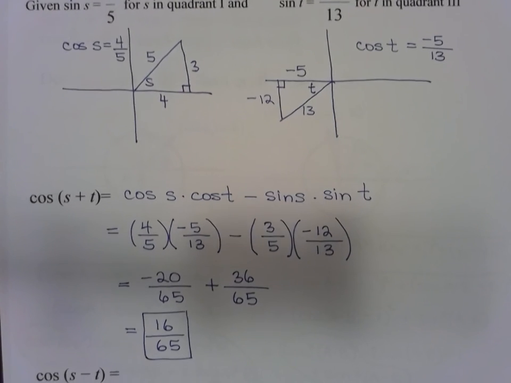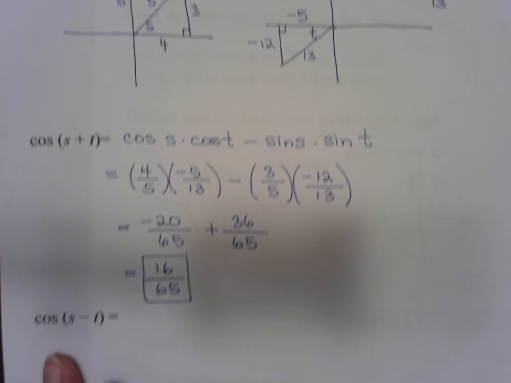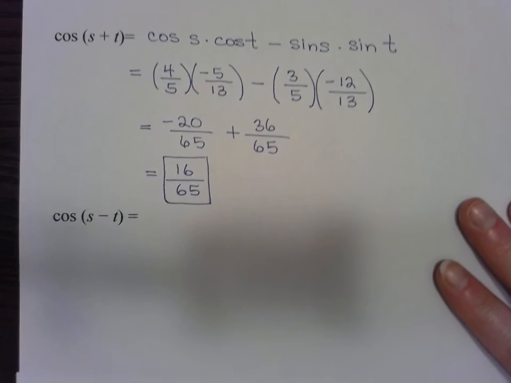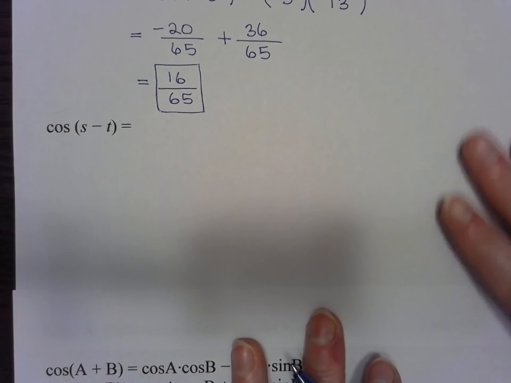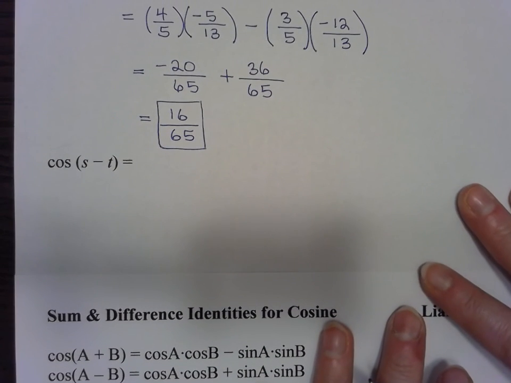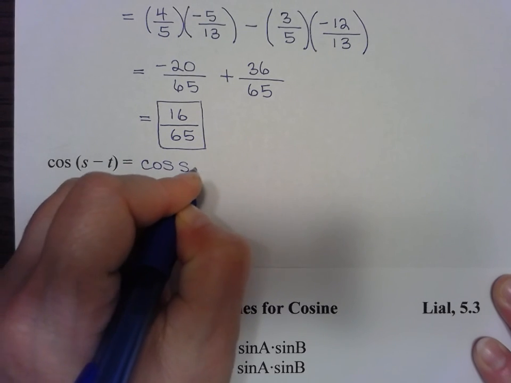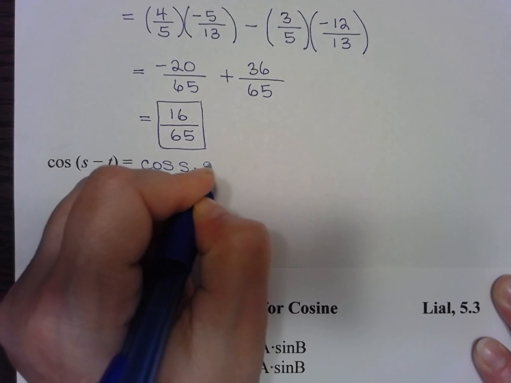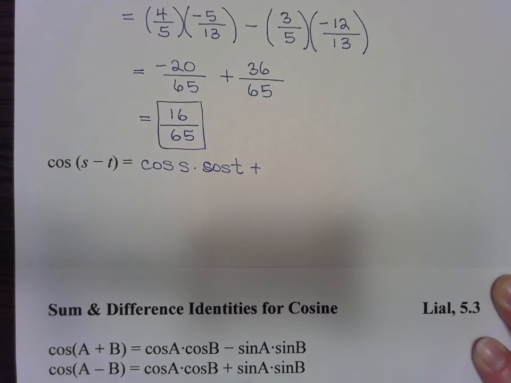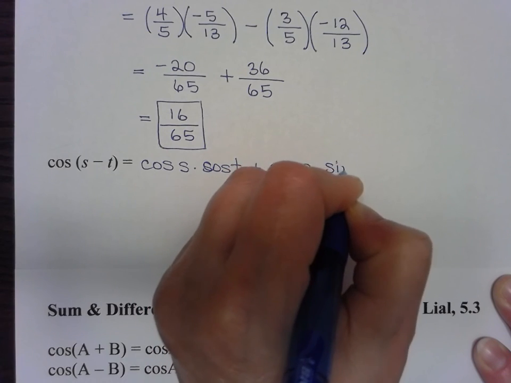Okay, let's do the same thing for the cosine of S minus T. Let's see how we can do this. Let's do it like this. There we go. All right, so the formula says this is going to be the cosine of S times the cosine of T plus the sine of S times the sine of T.